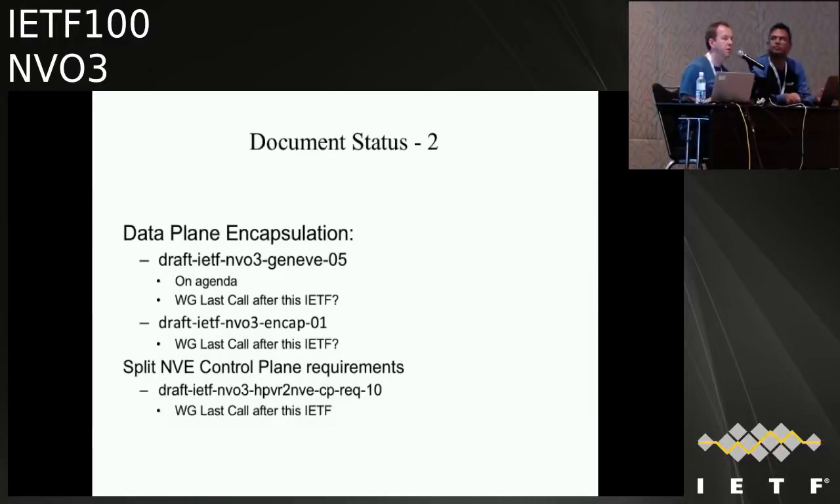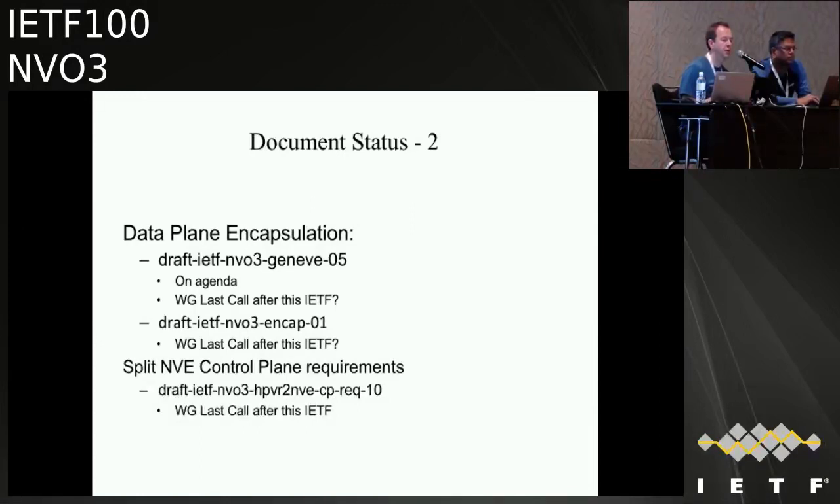But we probably need some area reviews. We certainly need to do a routing area directorate review. We've never done that, I think, for Geneve. We'll probably need a transport area review as it's a new encapsulation. We'll also need a security area review. So we'll try to get those at least underway before we start the working group last call. Once the working group last call for that is underway, as we said before, we'll send the design team draft, NVO3 encap, to last call as well.